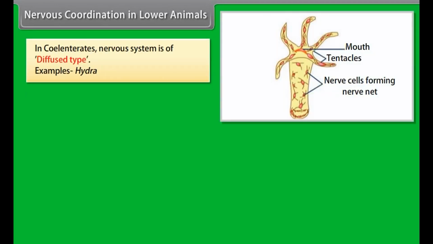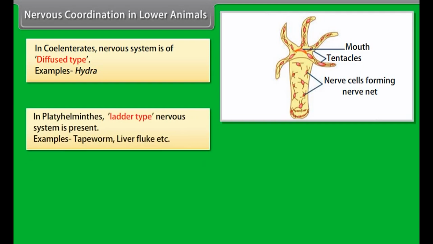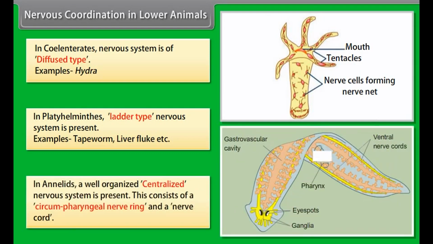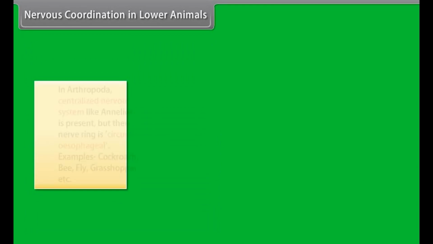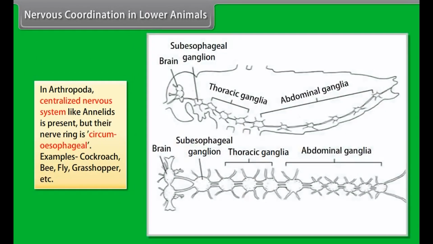Nervous coordination in lower animals. In coelenterates, the nervous system is of diffused type. Example: hydra. In Platyhelminthes, a ladder-type nervous system is present. Examples: tapeworm, liver fluke, etc. In annelids, a well-organized centralized nervous system is present. This consists of a circumpharyngeal nerve ring and a nerve cord. In arthropoda, a centralized nervous system like annelids is present, but their nerve ring is circumesophageal. Nervous coordination in higher animals.